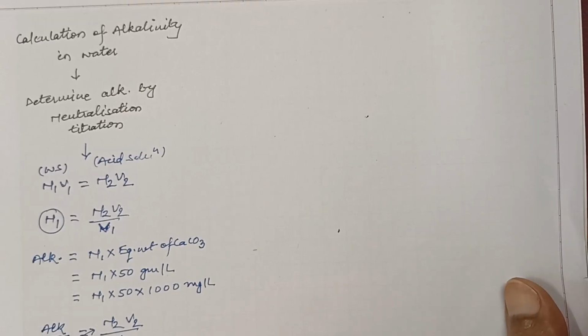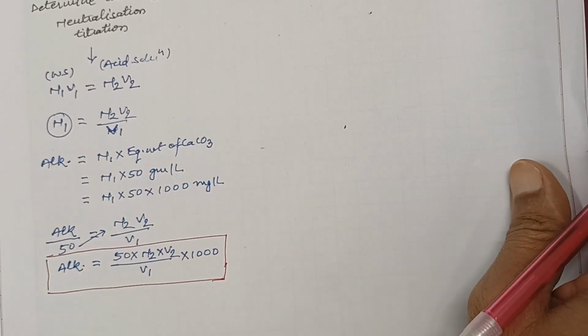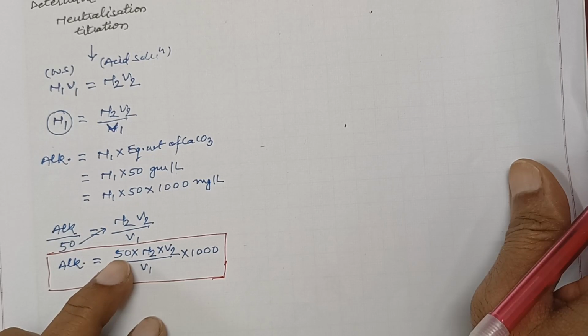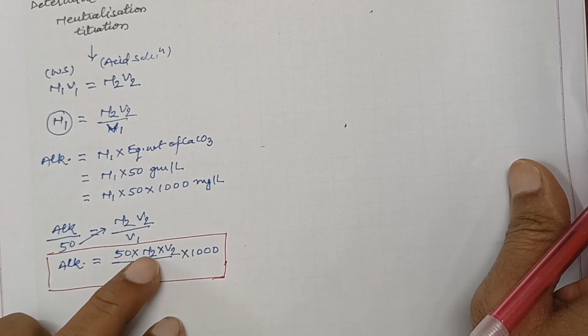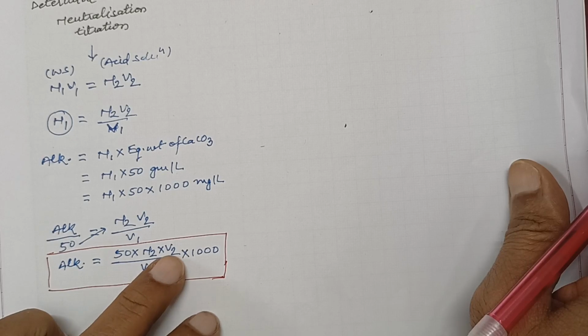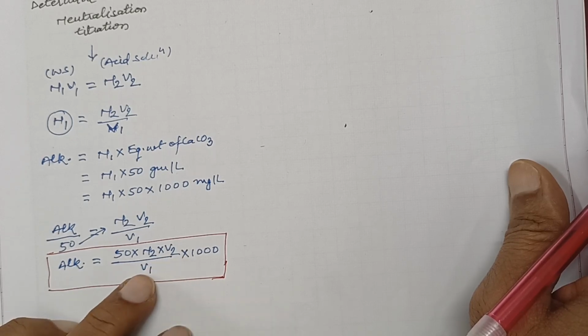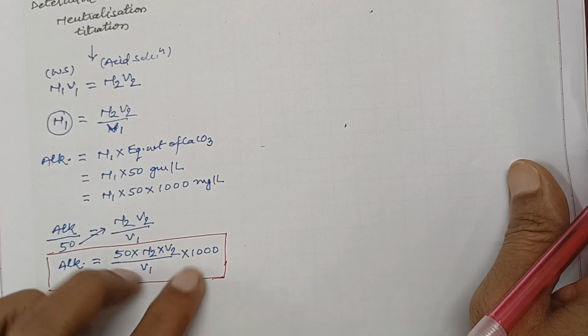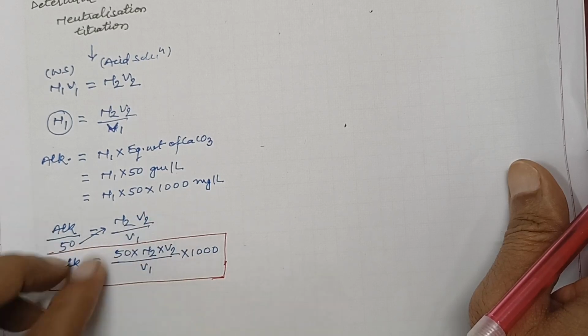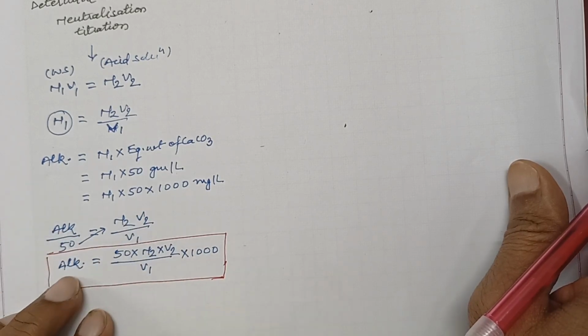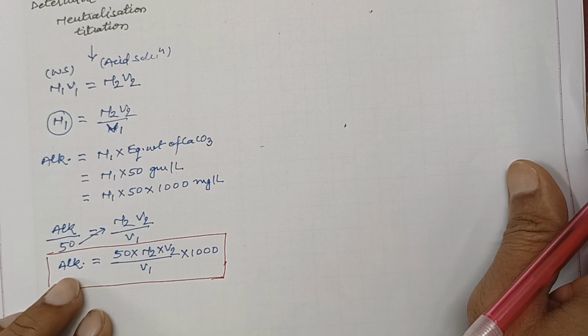Now if the particular values are known, that is 50, the equivalent weight of calcium carbonate, N2 is the normality of the sulfuric acid solution which is already given to us, V2 is the volume of acid used by the water sample, V1 is the volume of water sample taken into the conical flask, and 1000. If these values are known, we can calculate the alkalinity content of a water sample.